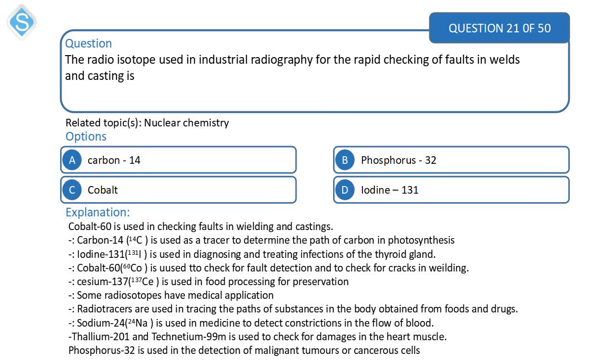Phosphorus 32 is used in treatment. The same thing with iodine 131. It is used in the treatment of thyroid cancer.